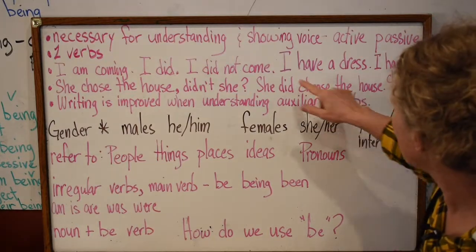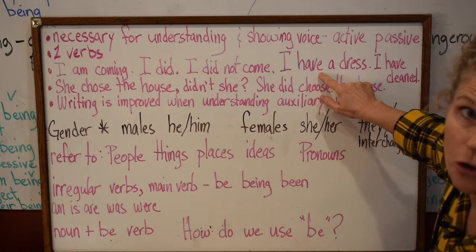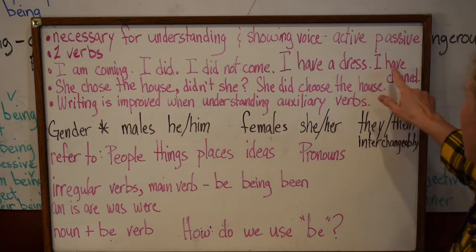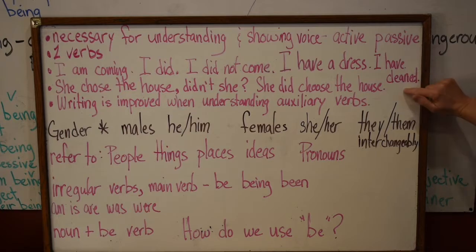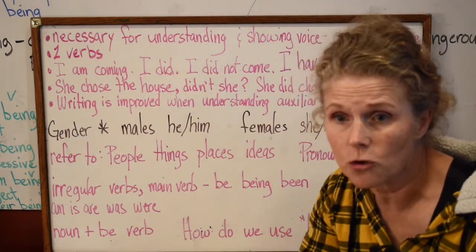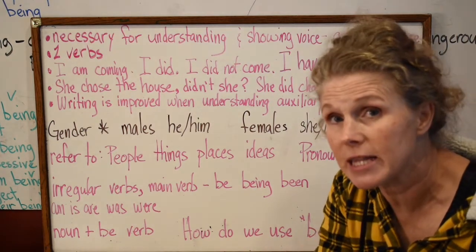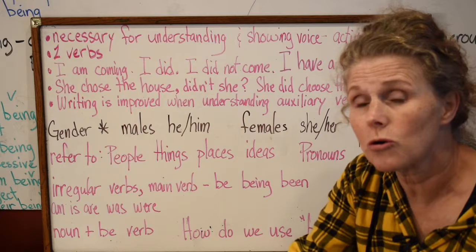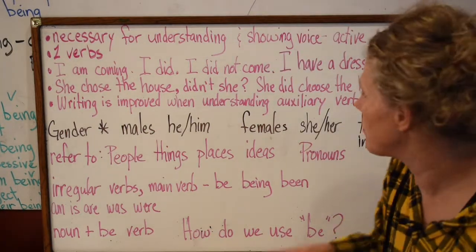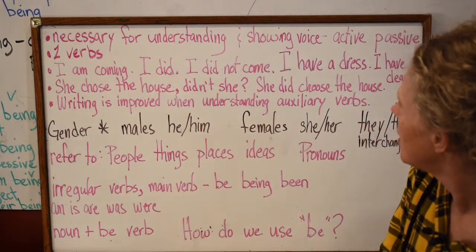So now we have I have a dress. Right here is a standalone auxiliary verb. I have. And then I have cleaned. This one's a helping verb. So in your auxiliary verbs, you're going to have helping verbs, you're going to have be verbs, and you're going to have linking verbs. And we'll go over that a little bit more. There's more tenses than what we've gone over. But you have to understand this stuff before we hit the other tenses.